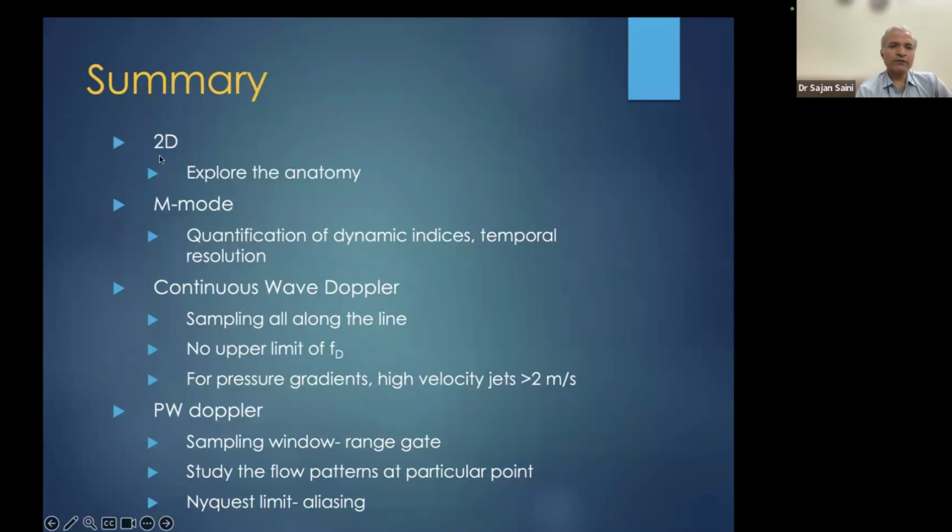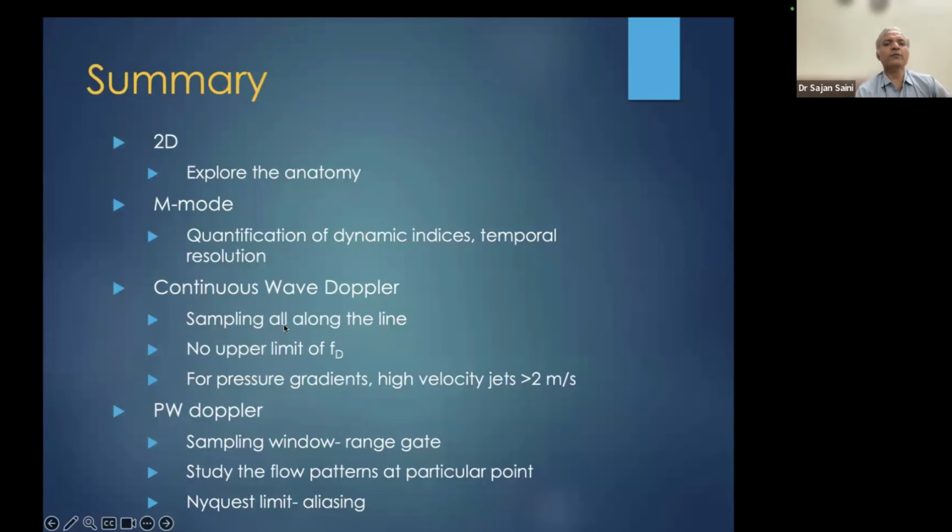We have discussed various modes. In 2D, we use two-dimensional ultrasound to explore the anatomy. We use M mode to quantify dynamic indices such as the LA to aortic ratio, the ejection fraction, the fractional shortening, etc. It has a very good advantage in terms of improved temporal resolution. Thus, any measurement in M mode will be better than the corresponding measurement done in 2D.